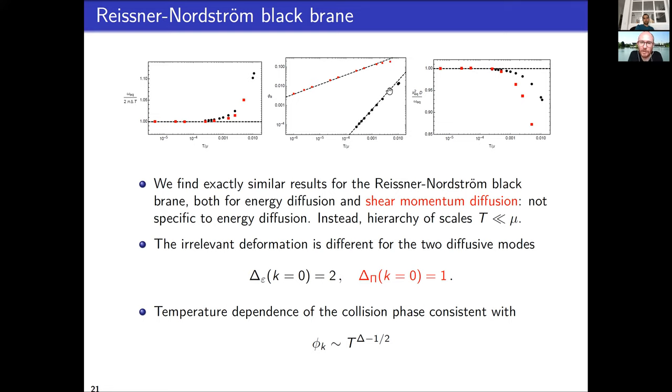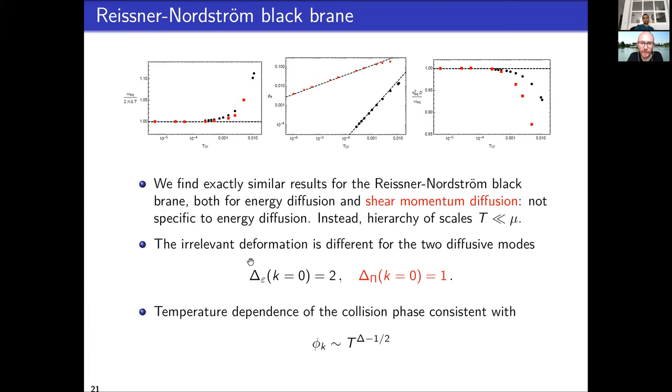Except this time, you can't really do any analytical analysis. It's too difficult to solve the equations. So we just did numerics. But exactly the same features were observed in both sectors where we have a diffusive mode. So for Reissner-Nordstrom, there's an energy diffusion mode and there's a shear momentum diffusion mode. And for both of these modes, we see that the equilibration scale, omega_eq, is given by 2 pi T times delta, the dimension of the least irrelevant operator. So this is what this plot is showing.